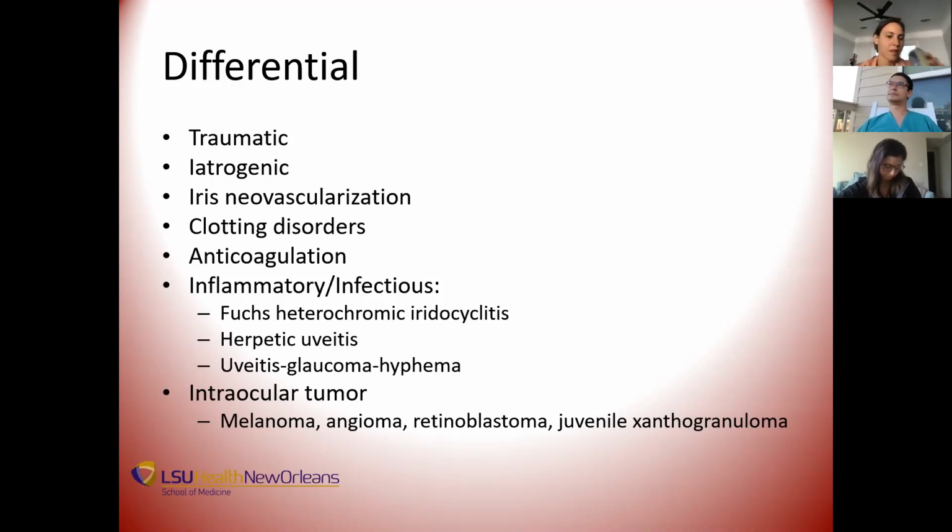Any inflammatory infectious cause can result in hyphema, Fuchs heterochromic iridocyclitis. They have fine bridging vessels at the angle. If you poke at it or do a procedure, you can get some bleeding. I believe it's called Amsler sign. Herpetic uveitis, UGH, can cause hyphema. Intraocular tumors can also cause it. Melanoma, angioma, retinoblastoma, and juvenile xanthogranuloma can also have spontaneous hyphemas.